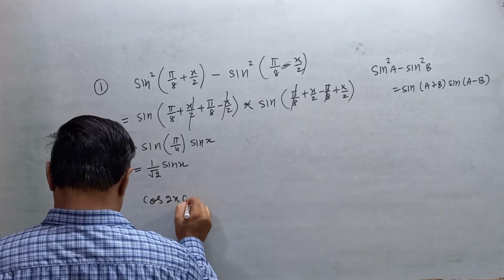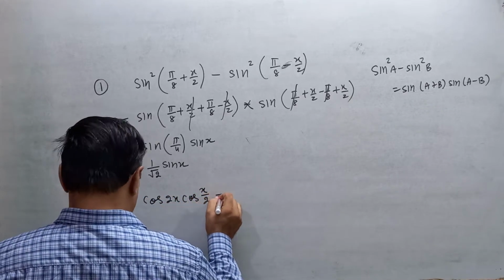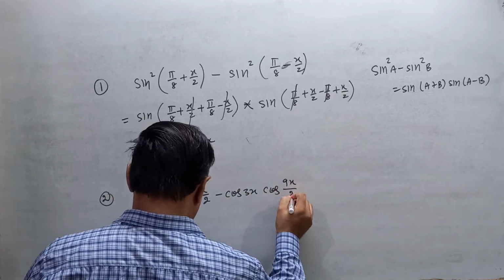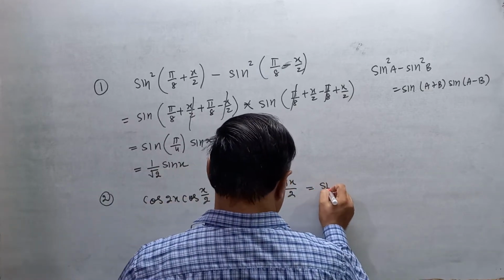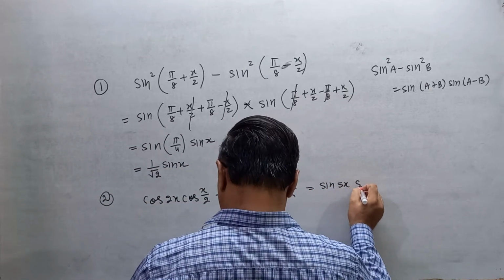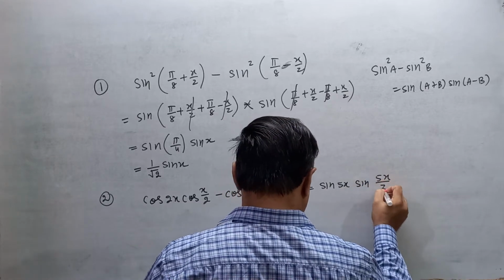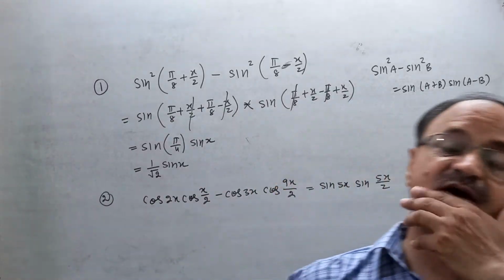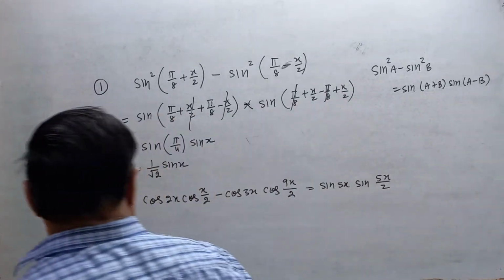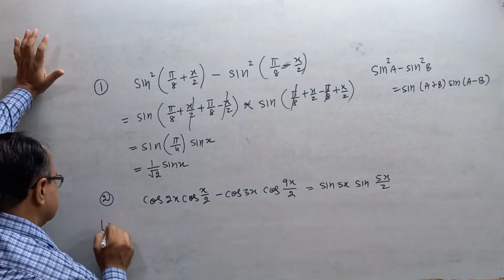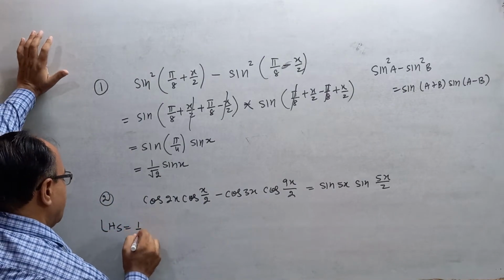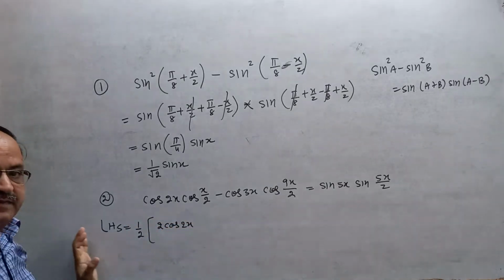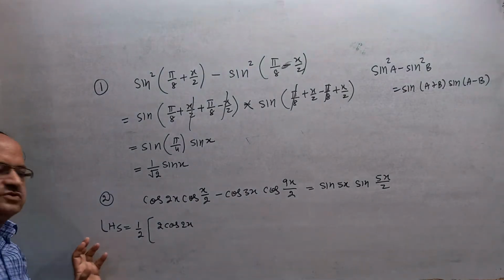The question is cos 2x cos x by 2 minus cos 3x cos 9x by 2 is equal to sin 5x sin 5x by 2. You can apply this and you can solve this question. Very important question. This is an example of NCERT. Now left hand side, multiply and divide by 2. 2 cos 2x, multiply and divide by 2. You know very well that is the formula 2 cos x cos y.